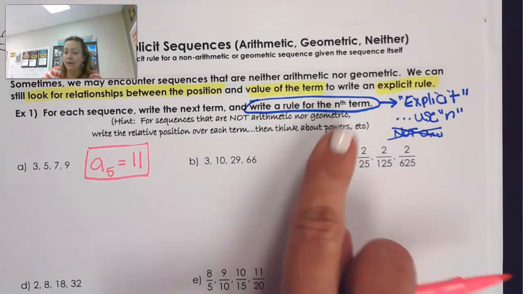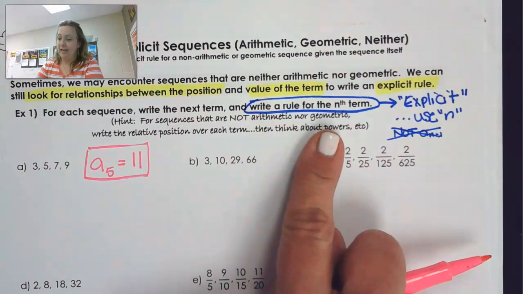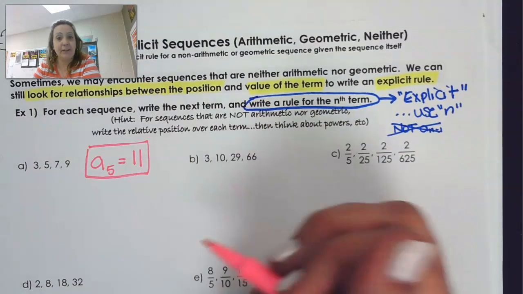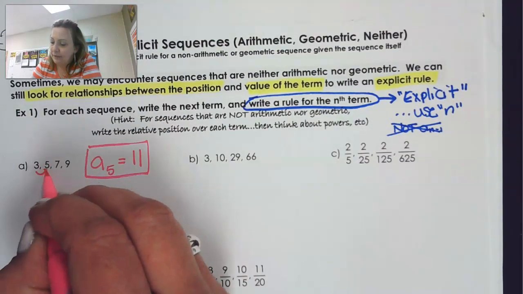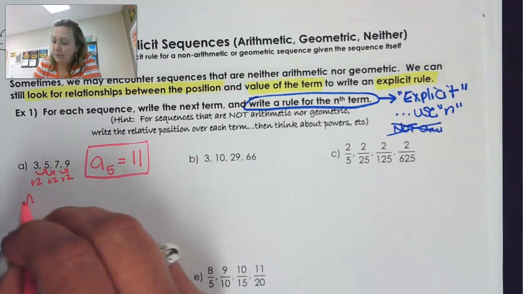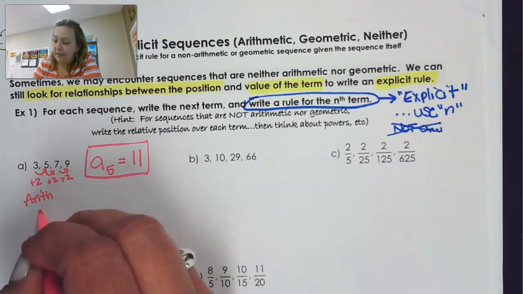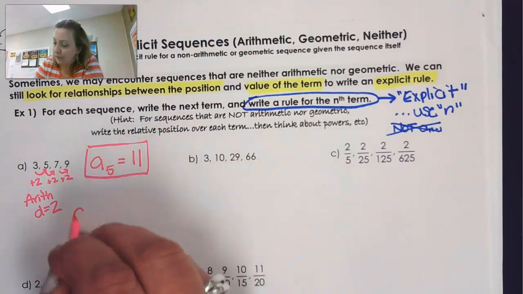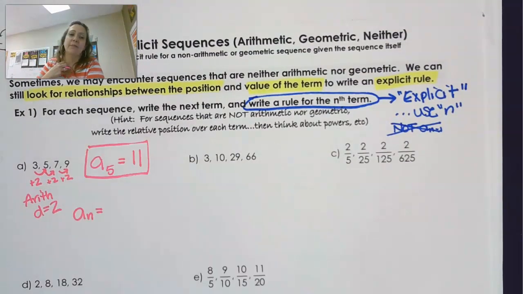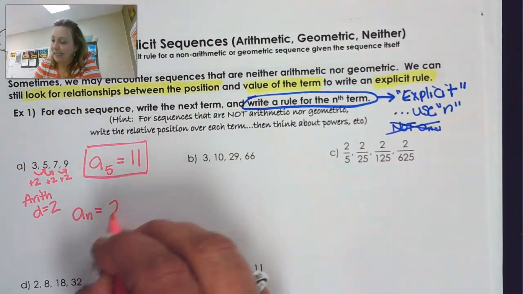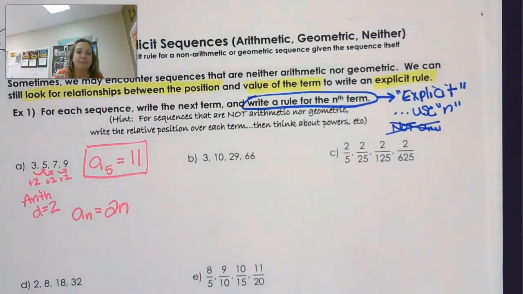Now it wants us to write a rule for the nth term. And hopefully you guys are seeing that because we're adding 2 each time, this is arithmetic, right? Because we're adding 2, adding 2, adding 2. This is going to be arithmetic with a common difference of 2. And we know that arithmetic rules are linear in nature. And so we know that we're going to have a sub n equals, and it's going to look linear. Because my common difference is 2, that's going to look like the slope of our linear equation.